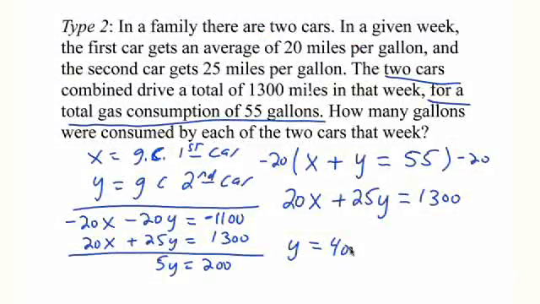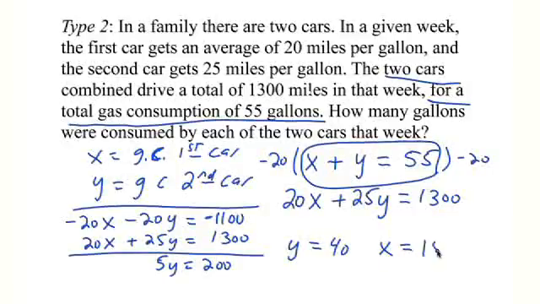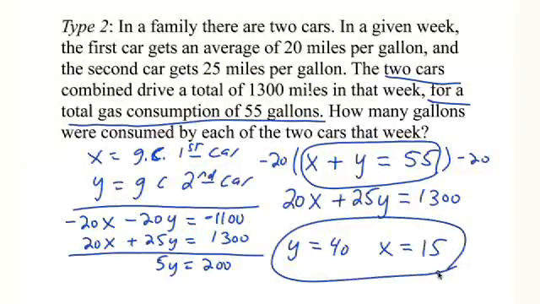The easiest equation to go back to for solving for x is to go back to here. This says that x plus y equals 55. So x plus 40 should equal 55. So to get from 40 to 55, I have to add 15. So here are the solutions. The first car uses 15 gallons per week. The second car uses 40 gallons per week.